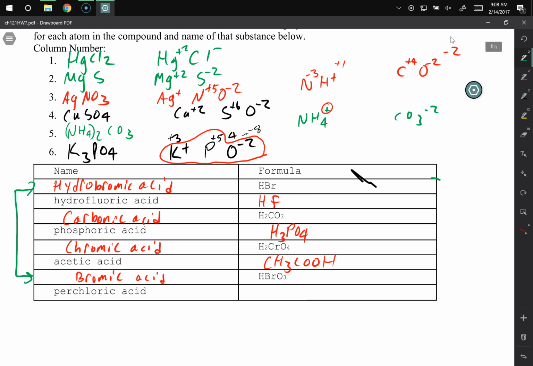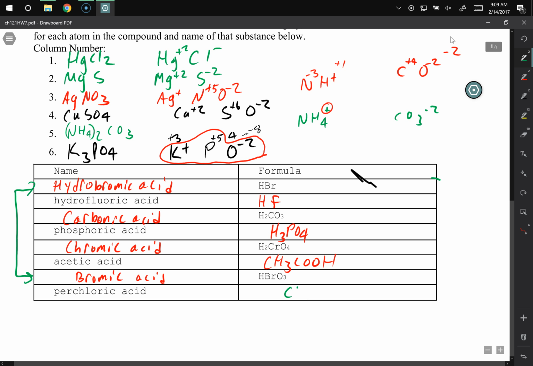Okay, so perchloric. It doesn't say hydro, so there's oxygen there. Chlorines and oxygens, and H's obviously, because it says acid. So perchloric used to be what polyatomic ion? Perchlorate. And the formula for perchlorate? ClO4 with a minus one charge. So how many H's do I need? Just one. Okay.